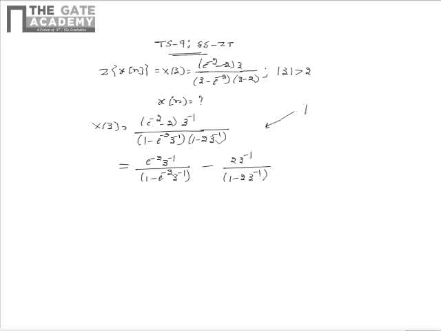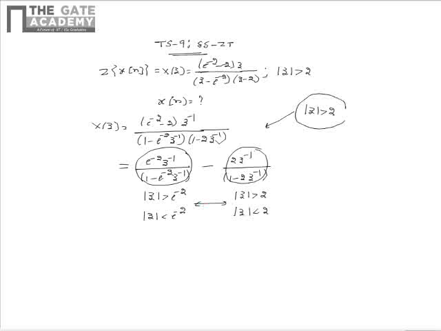The ROC of this X of z is given as mod z greater than 2. Now we need to find the ROCs of individual terms. We know that ROC is bounded by poles and shouldn't contain any poles. Hence, the first term has ROCs as mod z greater than e power minus 2 and mod z less than e power minus 2. The second term has the ROCs as mod z greater than 2 and mod z less than 2. Now, we need to pick the ROC combination from these two sets such that the intersection of the ROCs is at least mod z greater than 2.